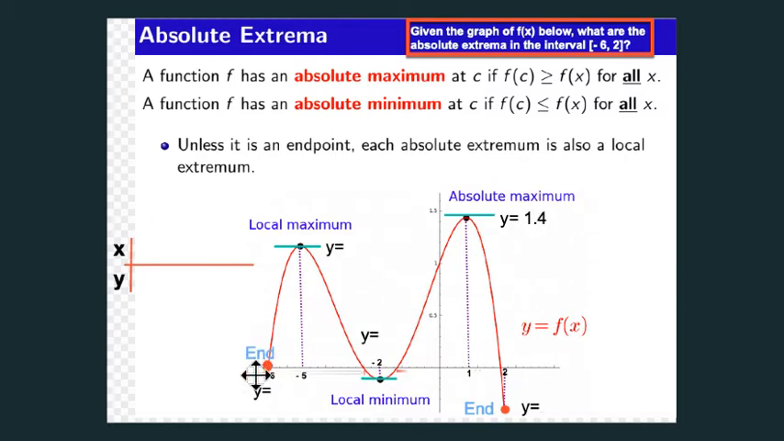Then let's go over some other ones. So this local maximum here, think, if I don't have the graph, all I can get are those x values. So a local maximum here would have been at about 1.1.